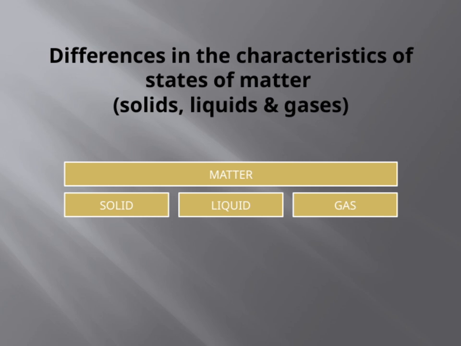This high level of particle movement explains why gases are easily compressible and can expand or contract depending on temperature and pressure. Connecting these points to our overall theme, understanding these differences helps us see how materials respond to different conditions, which is crucial in fields like engineering, chemistry, and even everyday life. Recognizing how particles behave in each state gives us insight into the nature of matter itself.